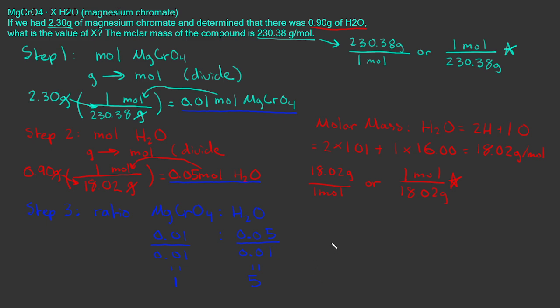And that is exactly what we write in our chemical formula. So this would be MgCrO4 dot 5 H2O. And that is our chemical formula for this hydrated ionic compound, specifically hydrated magnesium chromate.